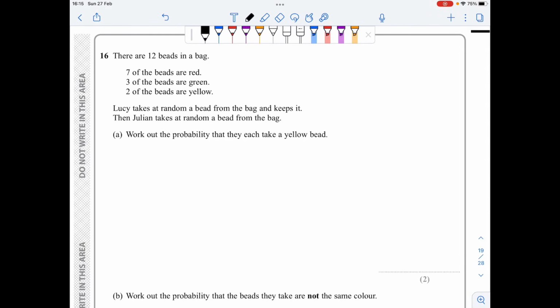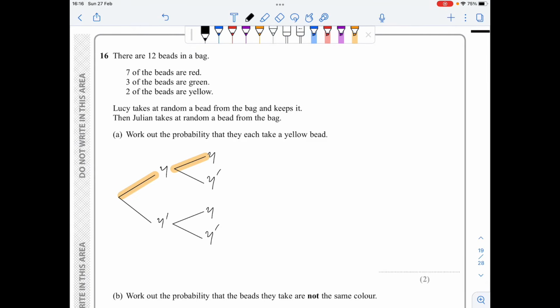For question 16, you can think of the problem as a tree diagram, although you don't have to draw the tree diagram. Note, I've only drawn the yellow or not yellow outcome since I'm not interested whether it's green or red. I'm only interested if it's yellow or not. And the probability they each take a yellow bit is probability yellow times probability yellow. So I need the product of these two probabilities.